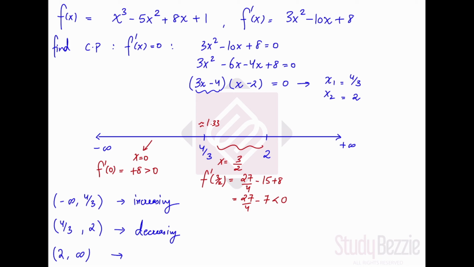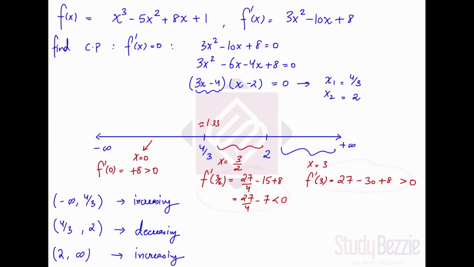In the last interval, you can pick any point you want. I'm going to pick x equals 3 and test it. If you pick x equals 3, then your derivative at the value 3 is going to be 3 times 3 squared, 27, minus 30, plus 8. And this number is going to be bigger than 0. Because this number is bigger than 0, we can say in the last interval, the function is increasing. That's how we decide whether a function is increasing or decreasing from the value of the derivative.